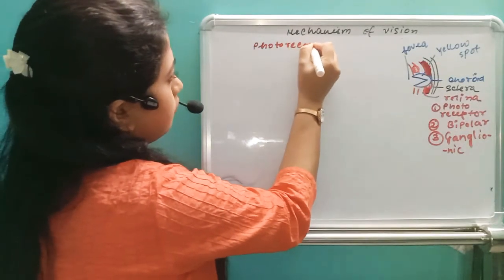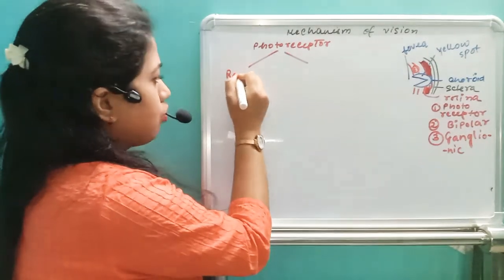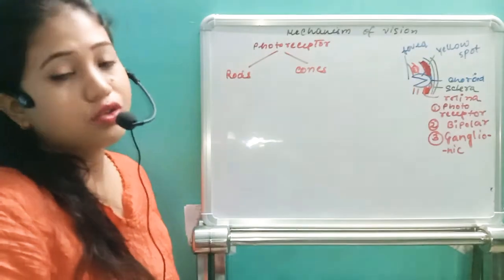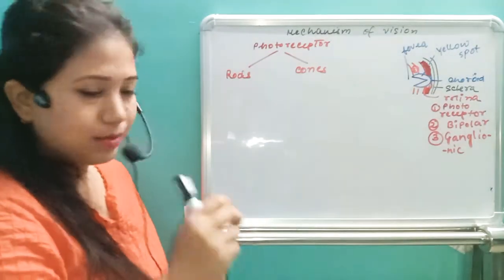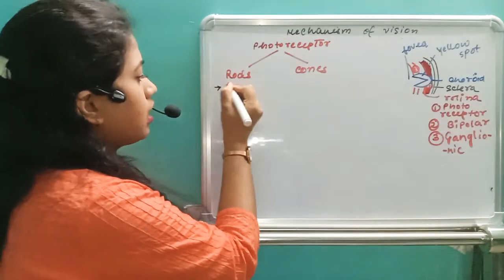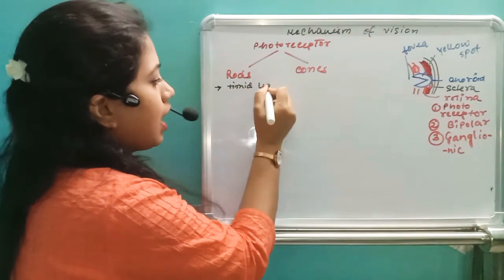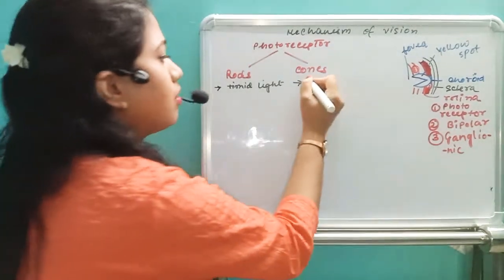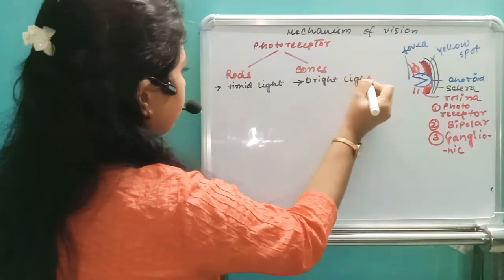Okay, so the photoreceptor cells are of two types. One is called the rods, and the other is called the cones. So what are the rods and the cones? The rods are rod-shaped, and cones are cone-shaped, so depending on shape, they are given the name. The rods are sensitive to dim light, and the cones work only in bright light.